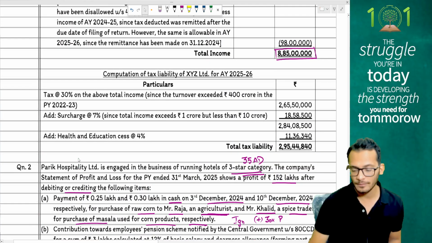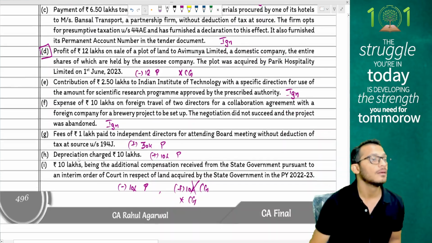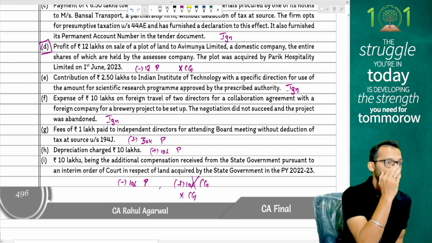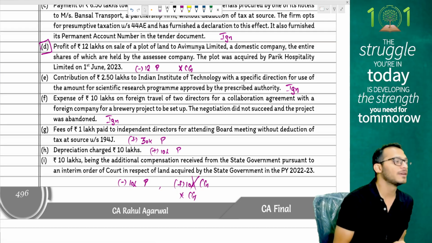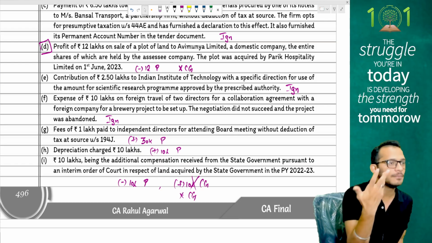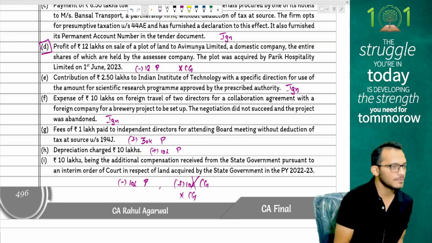You are a 3-star hotel. Brewery project means what? You're planning to buy some... Brewery project is more like buying alcohol and everything for the hotels. Brewery means what? You're going to buy some coffee machine or some drinkable items, beverages and all those things. Part of your hotel, not part of your hotel.